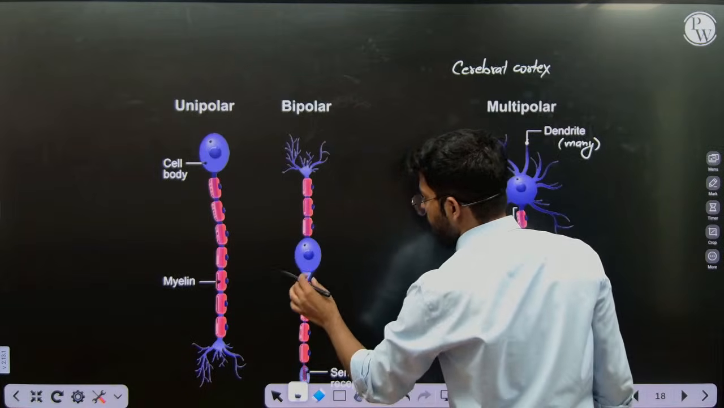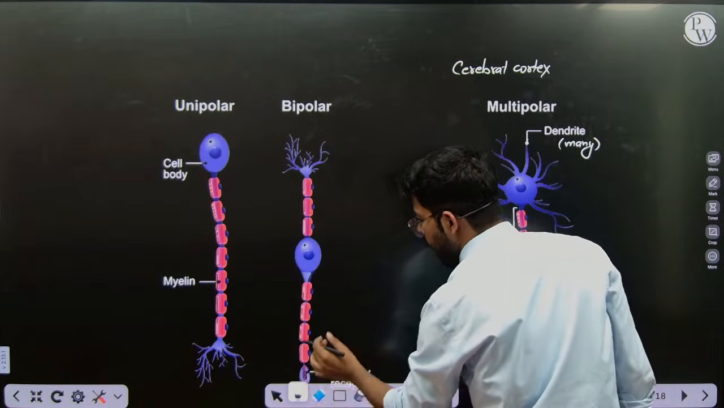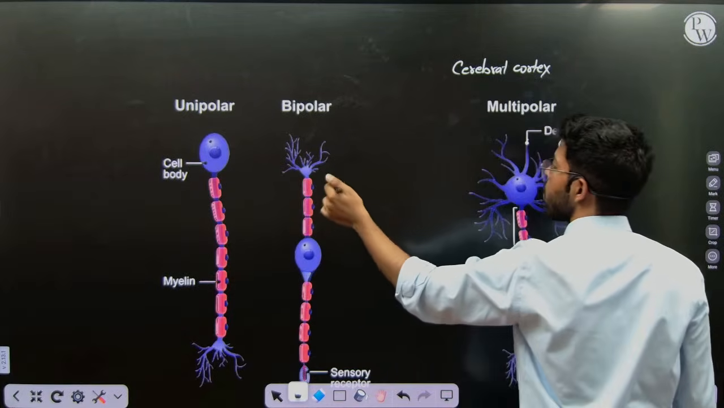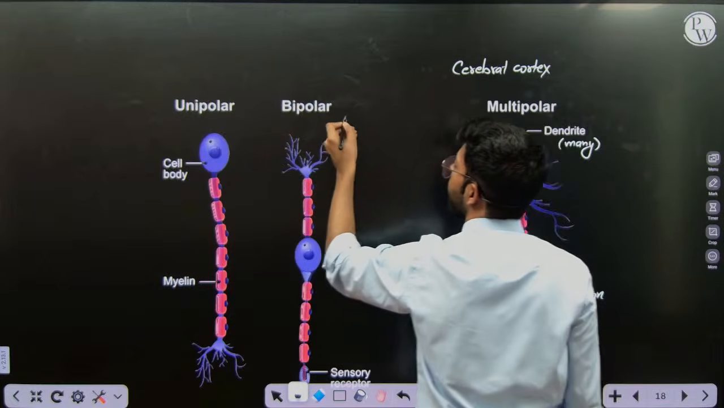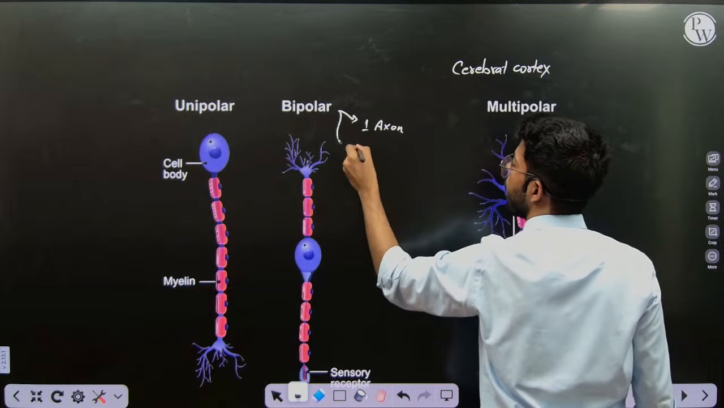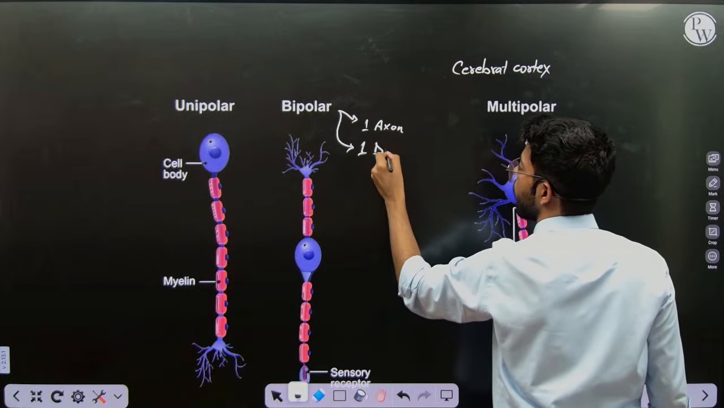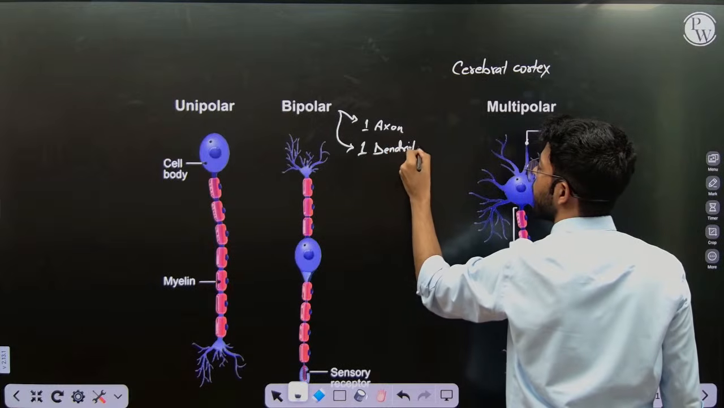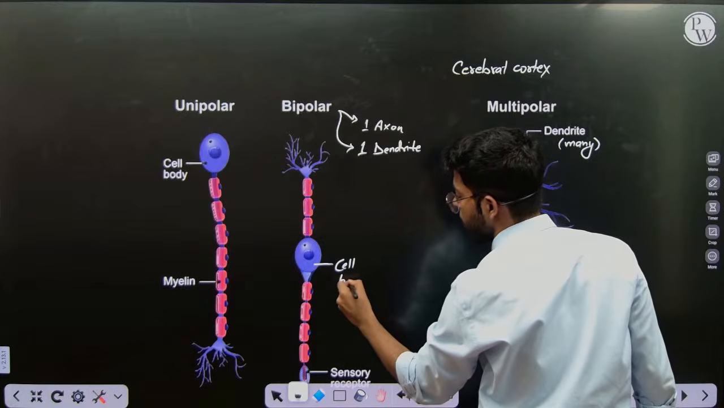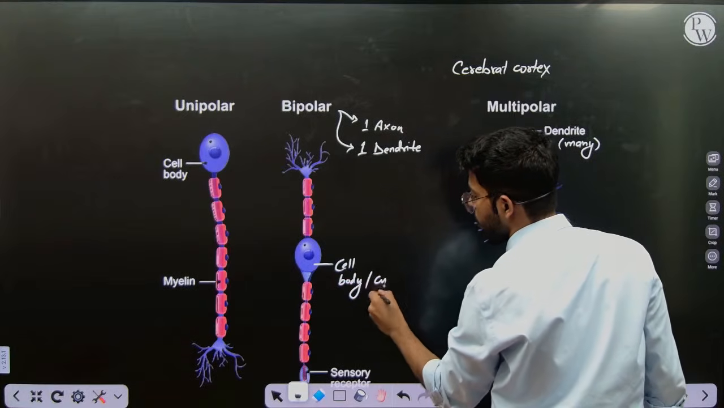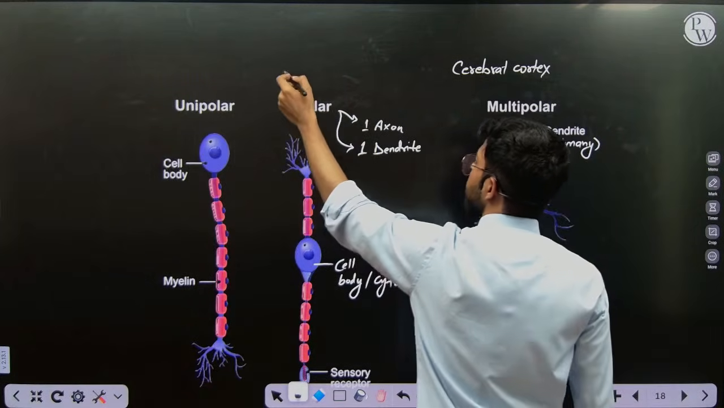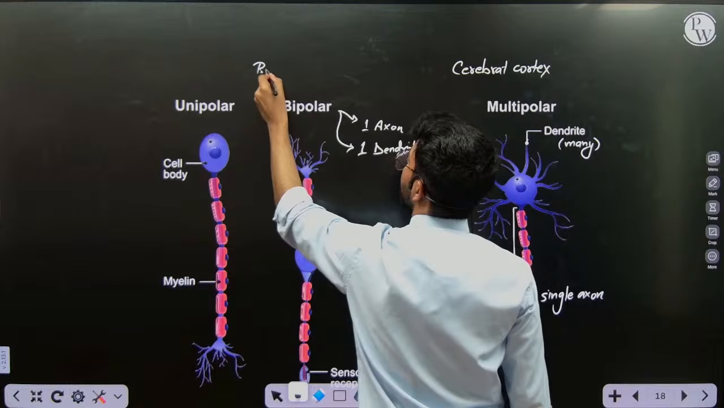And then the bipolar, in which there is this sensory part, and this is the dendrite, and this one is the axon. So bipolar have one axon and one dendrite arising from this cell body. This is the cell body, or cyton. And the example is the retina of our eye.